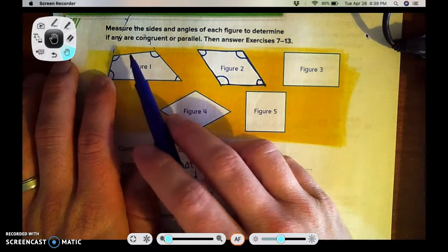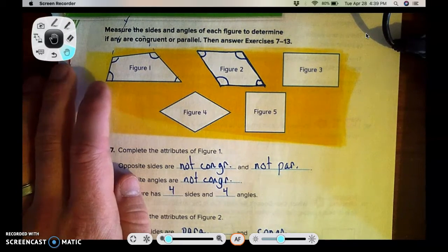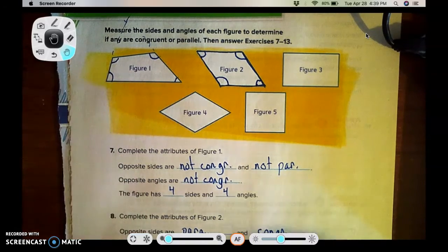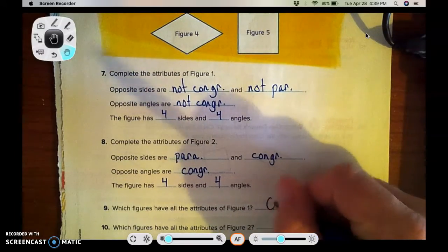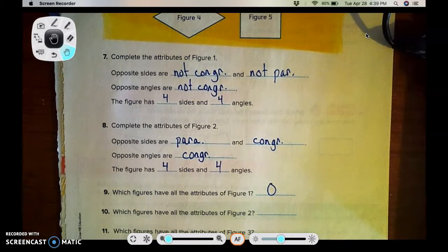There's not another figure that has sides that are not congruent. There's not another figure that has angles that aren't congruent. And there's not another figure that doesn't have opposite sides parallel. So none of these figures are going to have the same attributes as figure number 1.